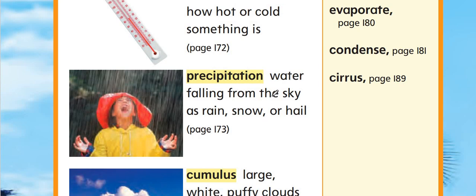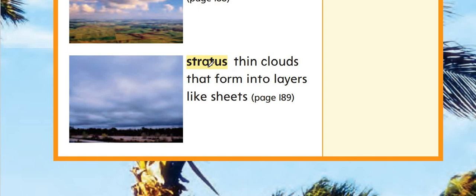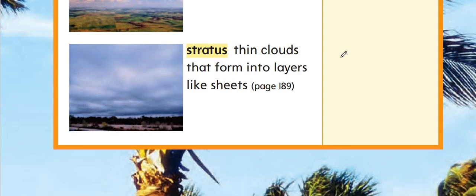Precipitation, which means water falling from the sky as rain, snow or hail. Okay, clumps, it's like large and fluffy clouds. And also we have stripes, which means a thin cloud that forms a layer like sheets.